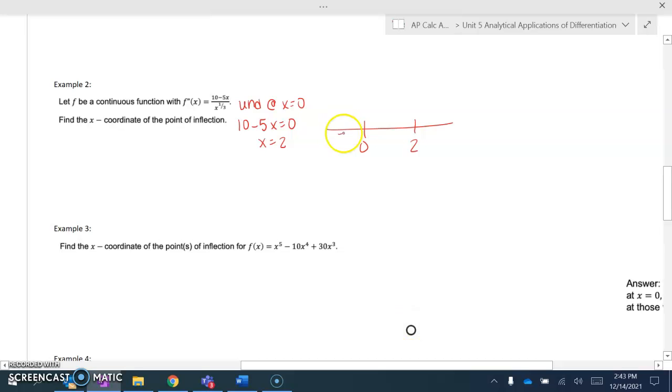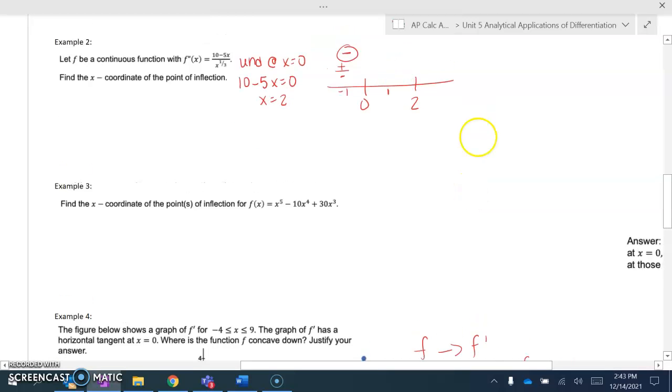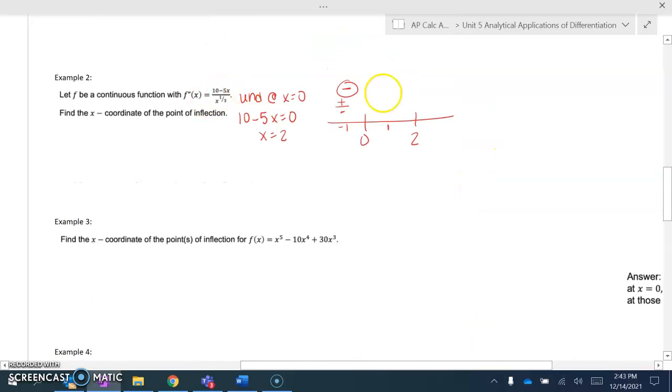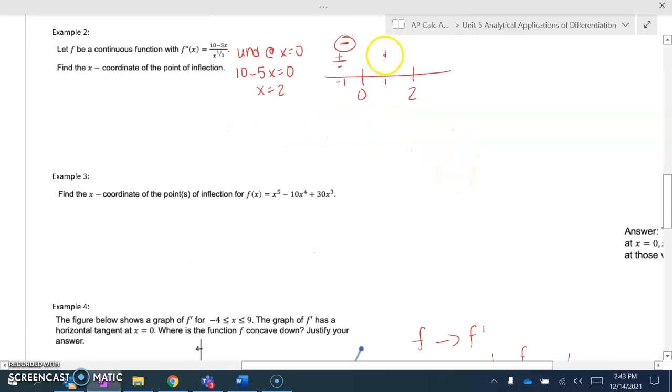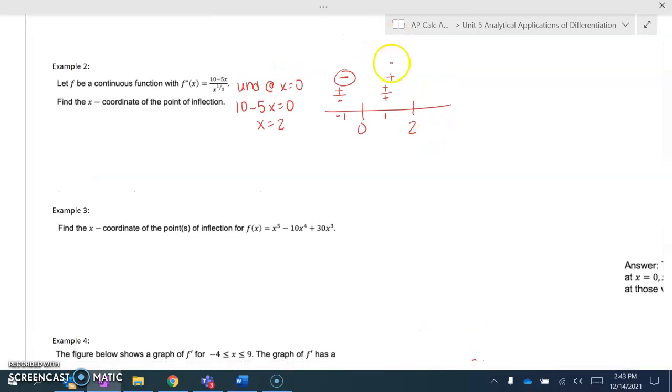Okay, so if I test, say, -1, my numerator is going to be positive. The cube root of a negative is a negative, so overall this is negative. If I test 1, my top is going to be positive and my bottom's going to be positive. So overall this section's positive. Really sorry, guys. Having some hard times here. If I plug in 3, my numerator's negative and my bottom's positive, so overall this is negative.